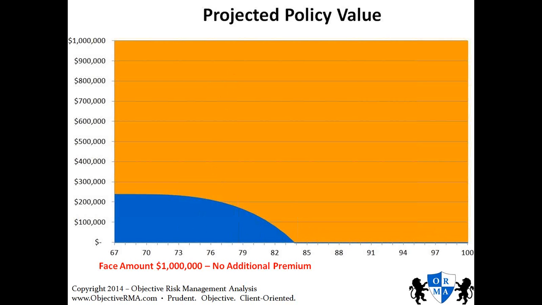If he dies at, say, age 76, why doesn't he get $1 million? Oh, he does. He does get $1 million. This is just showing how much of the $1 million is his money, but he gets the $1 million. Oh, okay, and the blue is what he's put in. Correct. Okay.